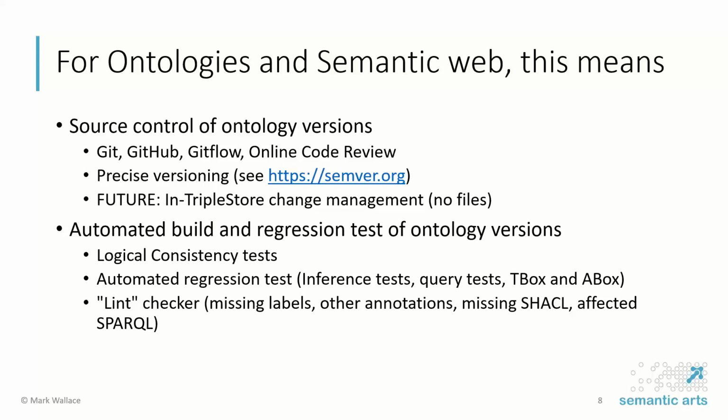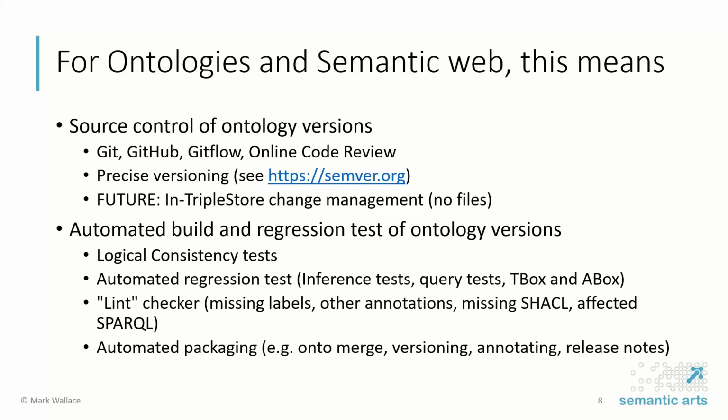A lint checker also, in a more unified system, like we're working toward with the data-centric architecture where everything's in the triple store, including your queries, may be able to check that the way you've changed the ontology is no longer compatible with certain queries that are using the old terms, for example. So all that would be part of this automated regression test of ontology versions.